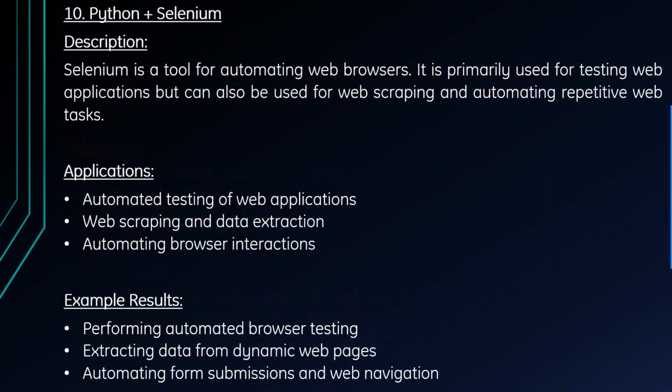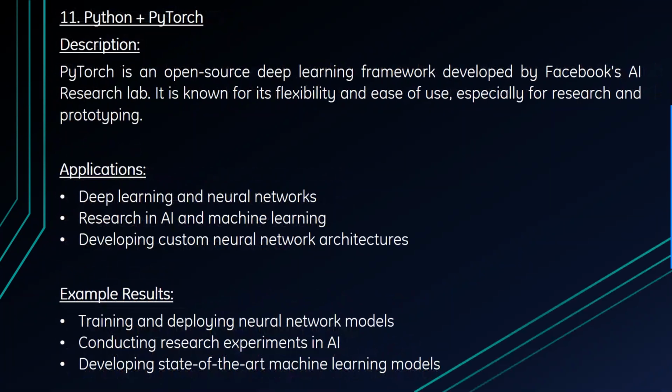Moving on, we have Selenium. Selenium is a tool for automating web browsers. It is primarily used for web application testing, but it can also be used for web scraping and automating repetitive web tasks. And what are the applications here? We have automated testing of web applications, web scraping and data extraction, and automating browser interaction. For example, we have performing automated browser testing, extracting data from dynamic web pages, and automating form submission and web navigation.